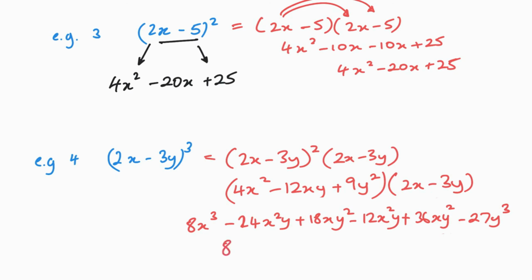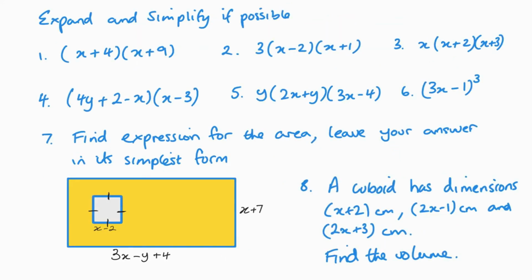So we've got 8x cubed minus 36x squared y plus 54xy squared minus 27y cubed, and then we are done. Here are 8 questions for you to try yourself. Pause the video now.